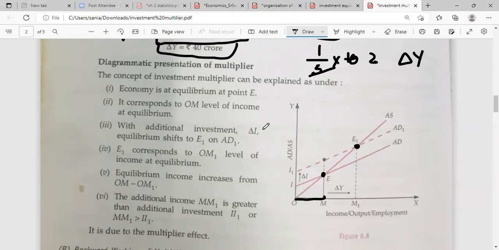With additional investment, there will be additional investment, so now from E on AD, this will shift. E1 corresponds to the new equilibrium level of income. So now this will be your new equilibrium. Equilibrium income increases from OM to OM1, right? And additionally, your income increases from M to M1. Clear? So this is what it says, that as your investment increases, it also increases your equilibrium level. So you will write diagrammatic presentation of multiplier, then draw this diagram, and then explain the graph.